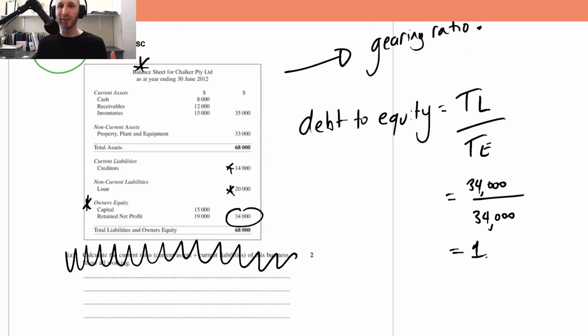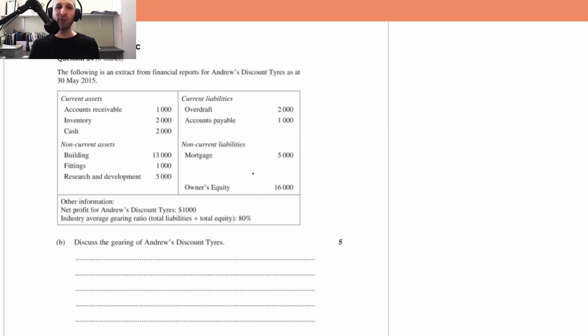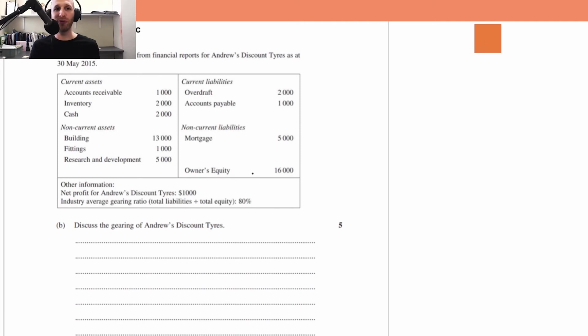So that equals 1. So in terms of the debt to equity in this situation, I have the same amount of debt to equity for this business. So we are not largely indebted compared to the amount of equity in the business. So let's think about another example. This is a little bit more tricky, but I think we can work through this.